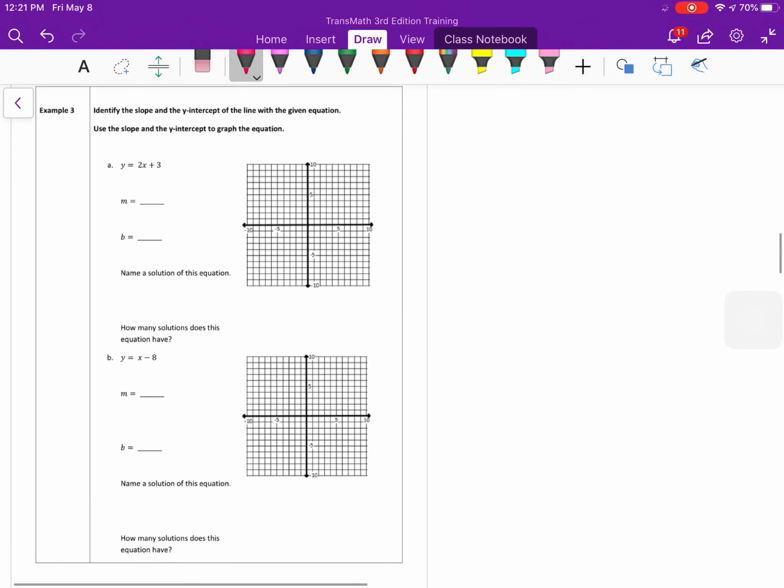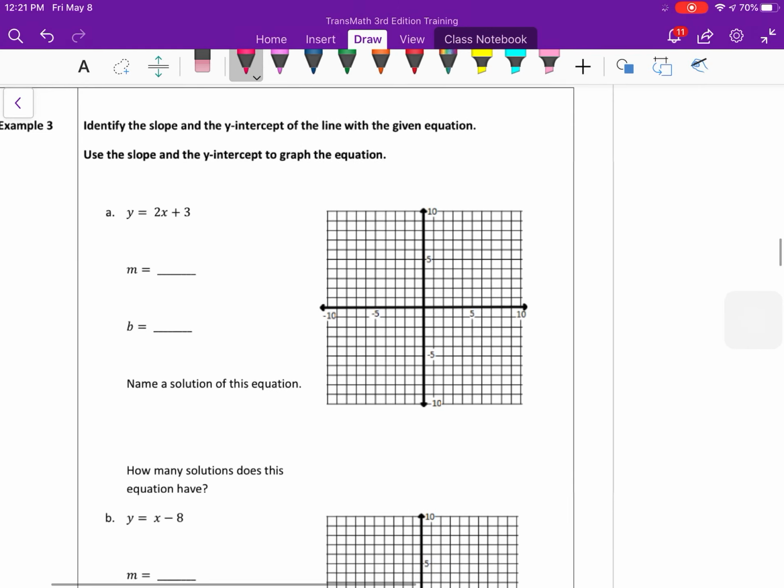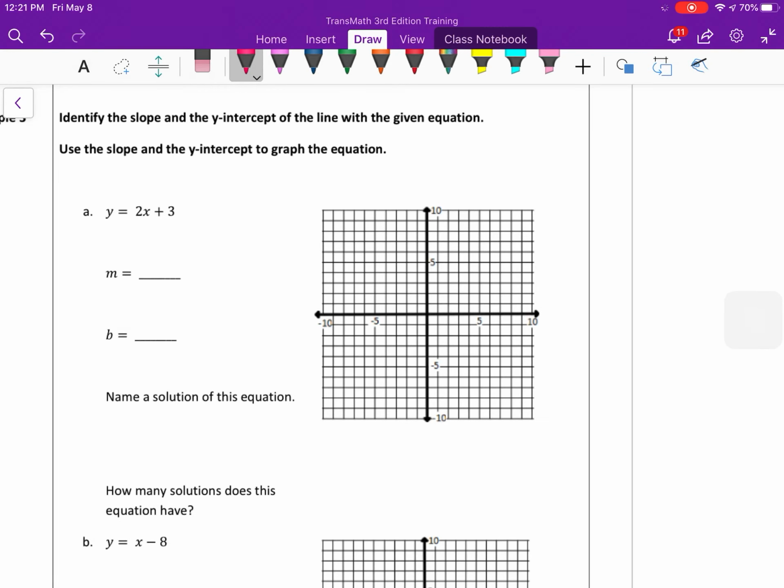All right, so let's just practice graphing a couple here. We're going to identify the slope and the y-intercept and then graph the equation. So in front of the x, we have the slope of 2 and then the y-intercept of 3.